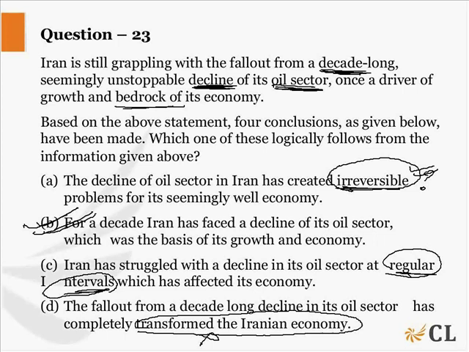So done with this part now. Now we'll move to RC and decision making. So I'll just call Abhishek to take RC and decision making, right? Be patient, please.